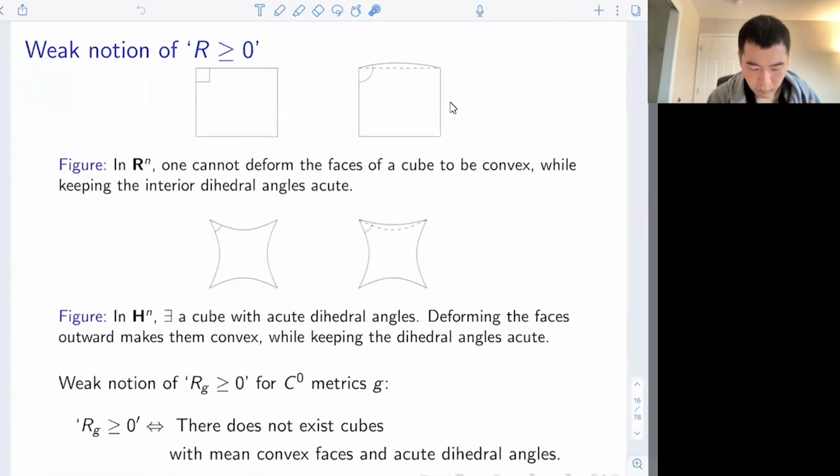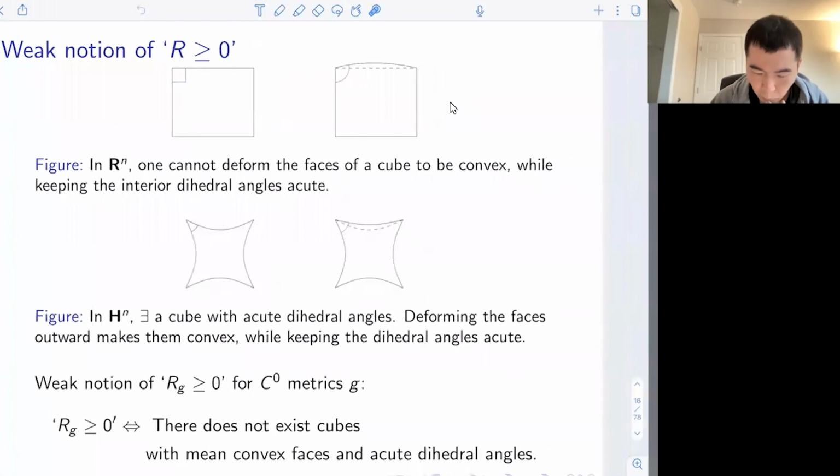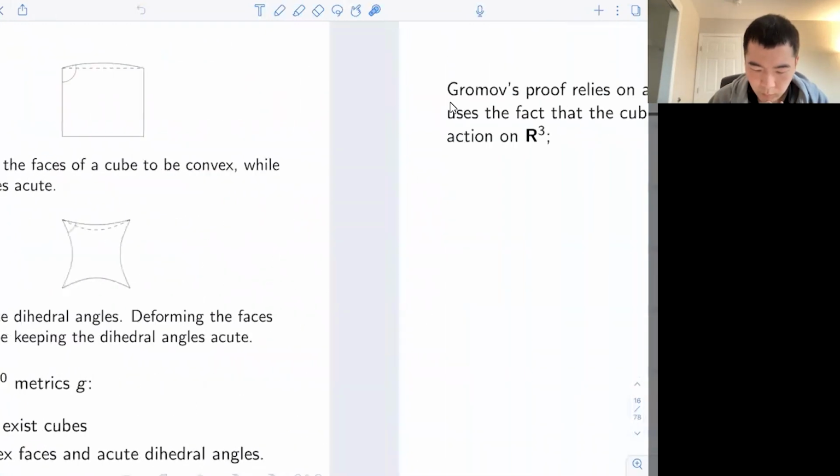So this is, as mentioned by Christina earlier, a proposed notion of scalar curvature non-negative for C0 metrics. So C0 RG is non-negative. Let's say we would define RG to be non-negative if and only if there does not exist cubes with mean convex faces and acute dihedral angles. Okay. All right.